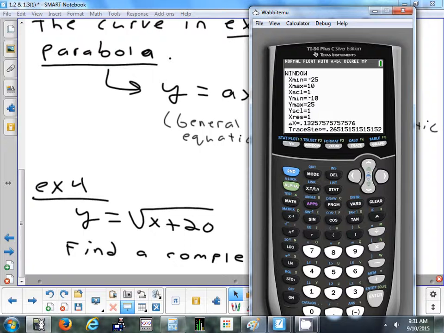Now when we take a square root, unless you put the negative sign in front, we're not going to get the negative answer here. This symbol, when you graph it, means just the positive answer for the square root.